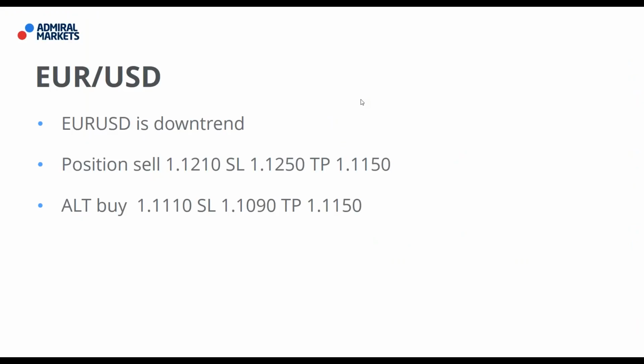Now for this week, we have euro dollar, where to sell it, around 1.2010, 1.2050 stop, 1.1150 target. Alternative buy 1.1110, stop loss 1.1090, 1.1150 is target.